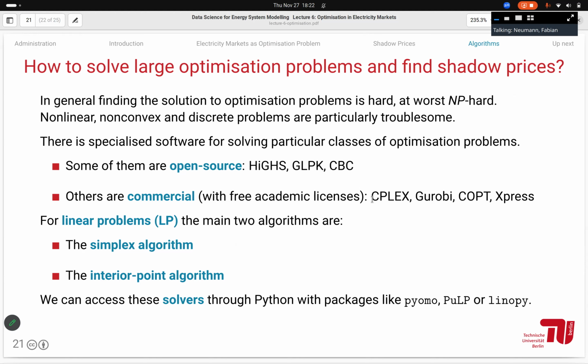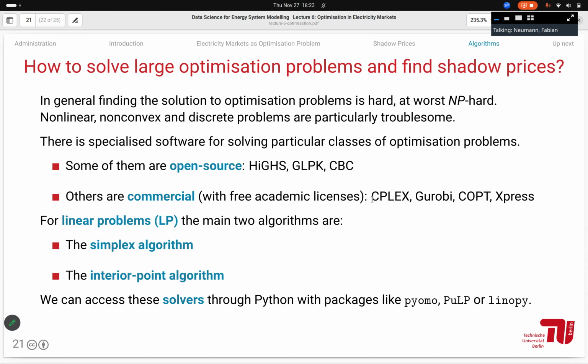This is not a course about how these algorithms work, but I've brought one slide that conceptually explains how they work. In principle, they do what we did for the simple model graphically, and we can then access these solvers, often through Python with packages like Pyomo, PuLP, and Linopy, which we are going to look at next week.